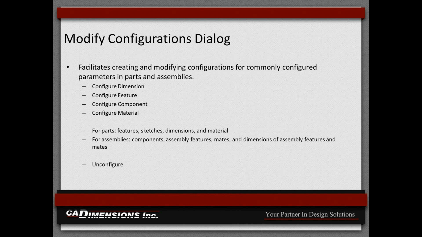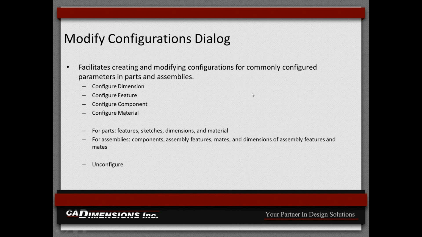Now, I wish they would complete this feature, but for the most part, this is the main reason why people use configurations, is really to vary these 4 or 5 things. Now, it supports features, sketches, dimensions, and materials in parts. And in assemblies, it supports components being turned on and off, assembly features being turned on and off with the dimensions, mates being turned on and off.